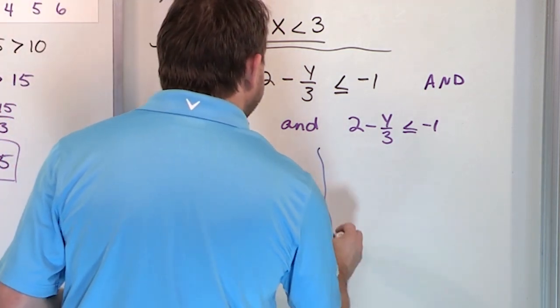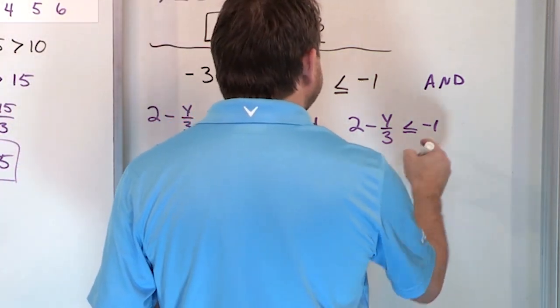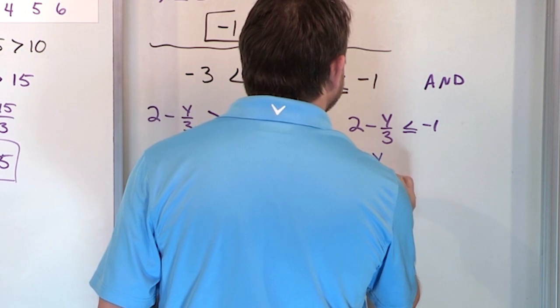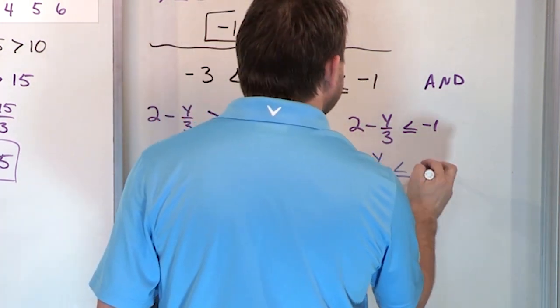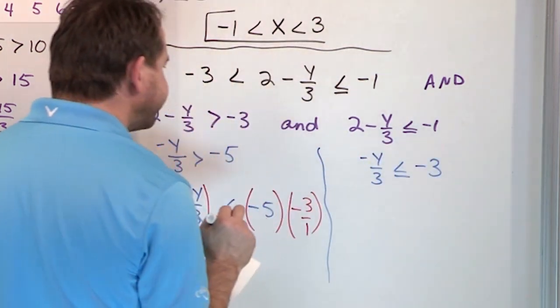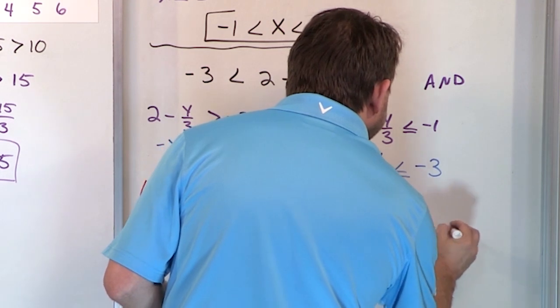And then we have to go over here and solve this inequality to get the other half. So subtracting 2 from both sides, you get -y over 3 less than or equal to. Subtract 2 here, get 0. Subtract 2 here, you get -3. Right? So let me rewrite it again. -y over 3 less than or equal to -3.